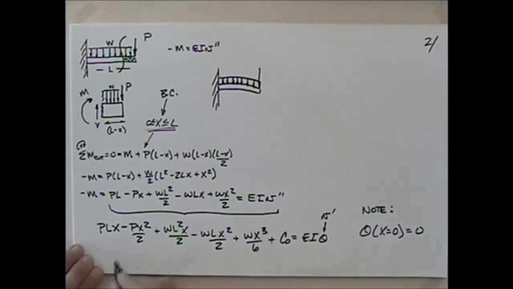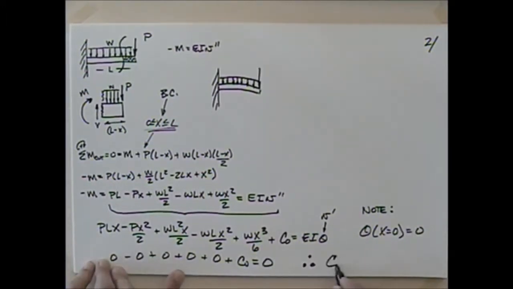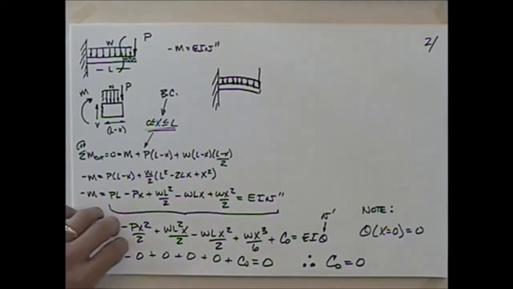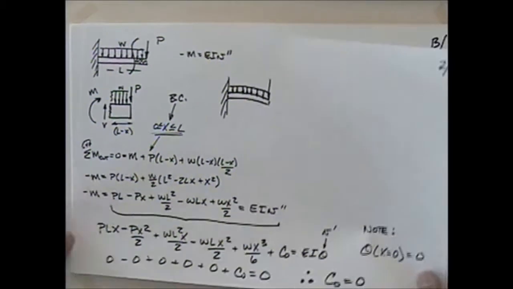So if I go through that, I have a 0 minus 0 plus a 0 plus 0 plus C naught is equal to EI times 0. So I conclude then that C naught is equal to 0. So my first constant goes away, and if I was careless in my integration and didn't put that constant in, in this case I would have lucked out, but that's not always true, so be careful with that. Questions before we move on? Well, that worked so well, let's do it again.